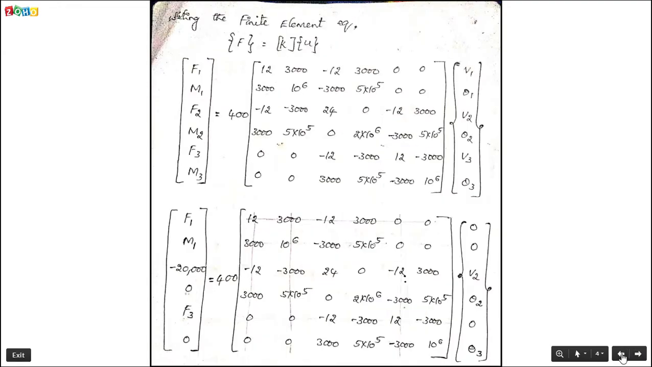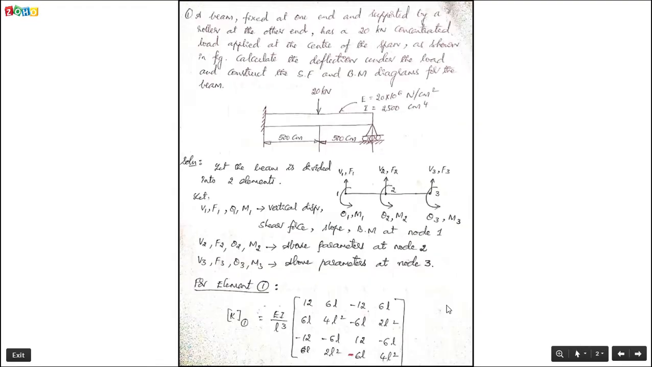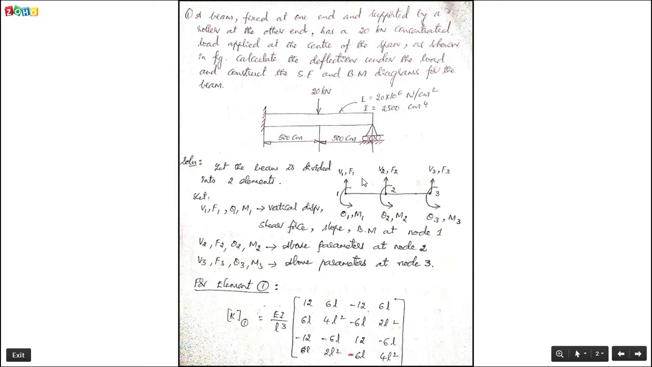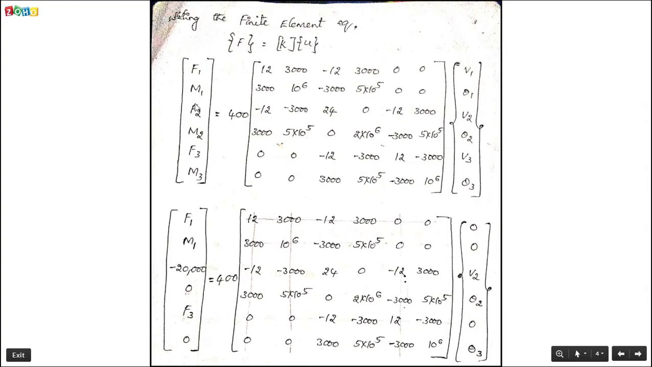Okay, right. So first we find the stiffness matrix of the first element, then the stiffness matrix of the second element. After that we have to assemble, then apply the finite element equation, F equal to K into U. Here the F matrix equals the stiffness matrix into the displacement matrix. The F matrix is the forces acting at the particular nodes: F1, M1, F2, M2, F3, M3.